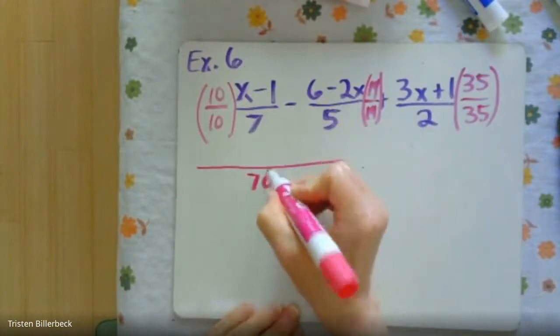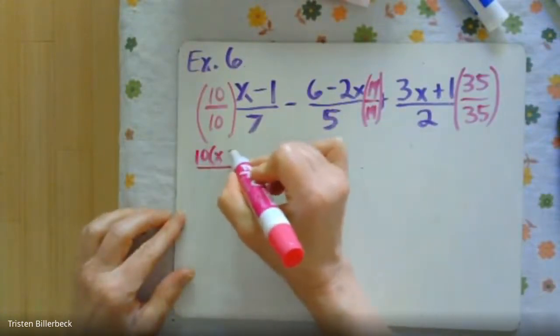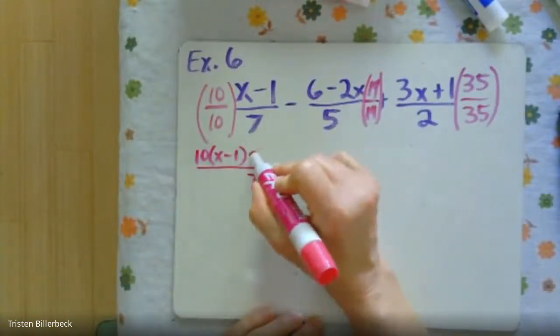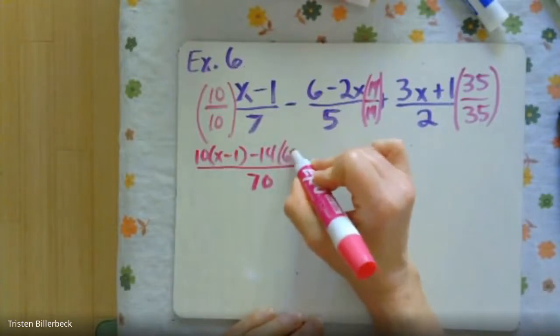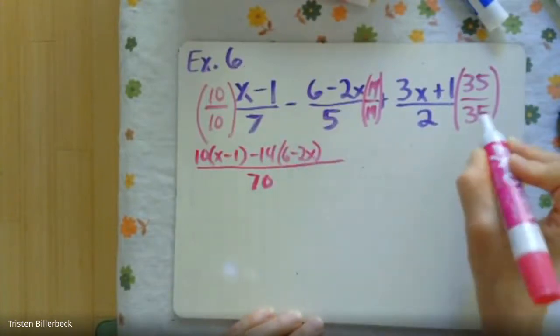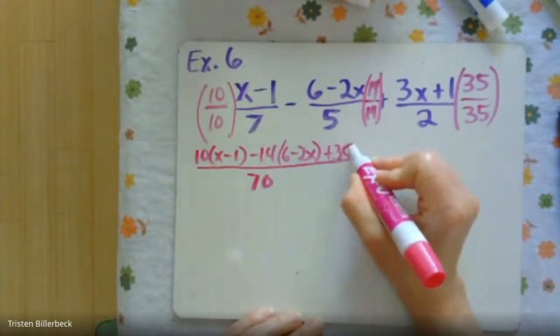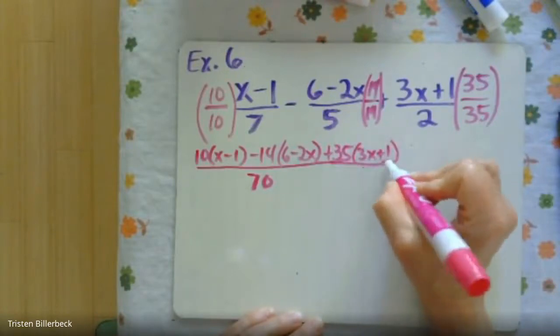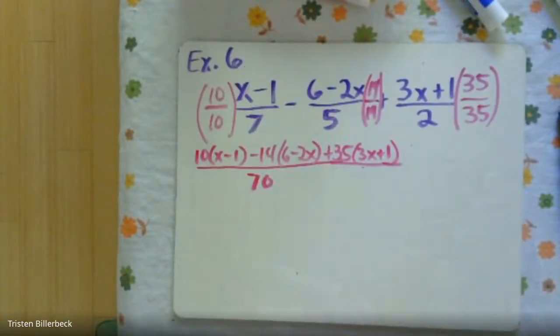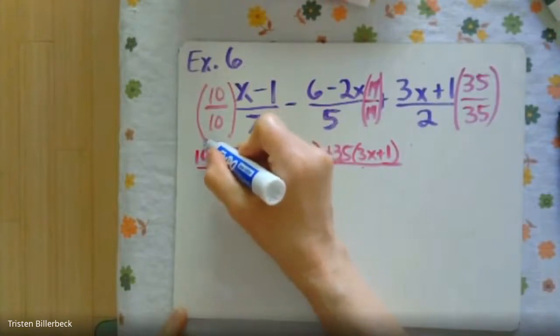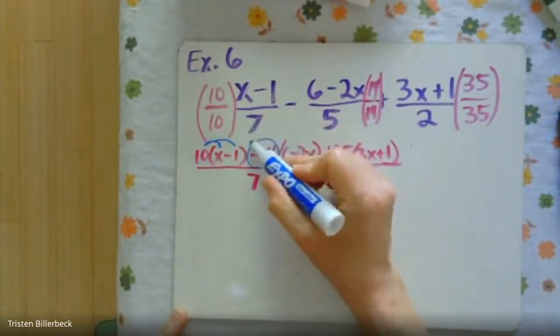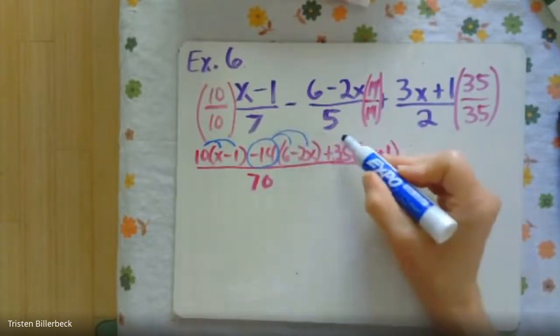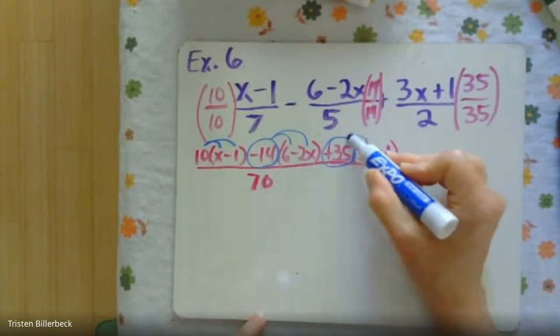So we'll write 70. So we have 10 times x minus 1, minus 14 times 6 minus 2x, and then plus 35 times 3x plus 1. All right, so we're going to be doing some distribution. So we're going to distribute this 10. We're going to distribute the negative 14. We can't forget that negative. And this is just a positive 35, so that's no problem.